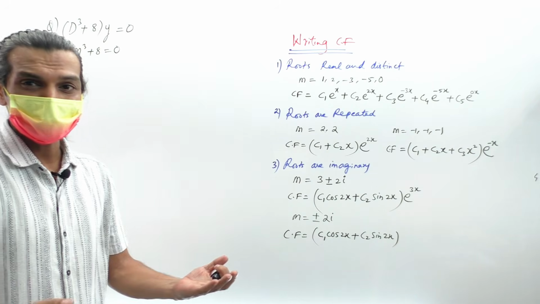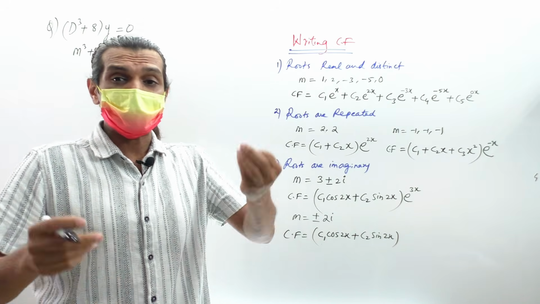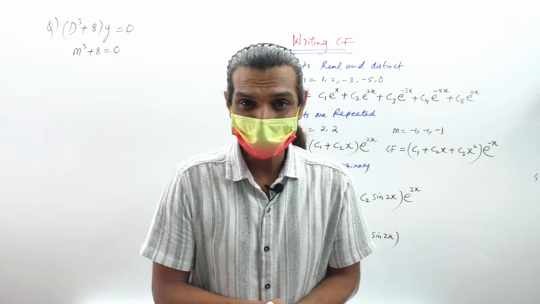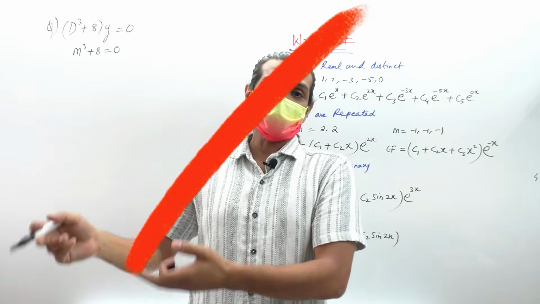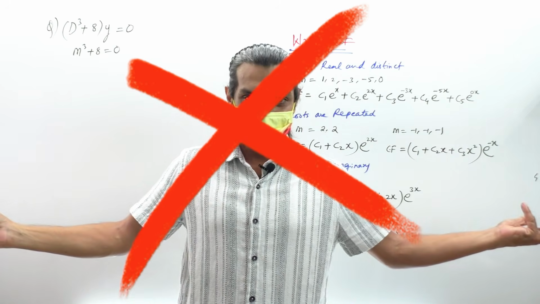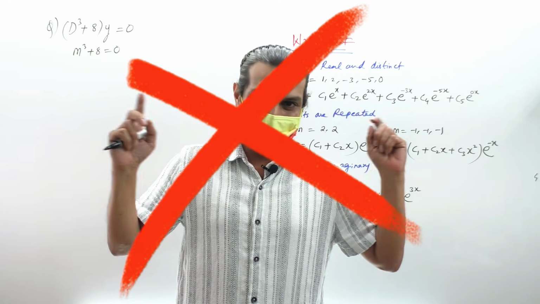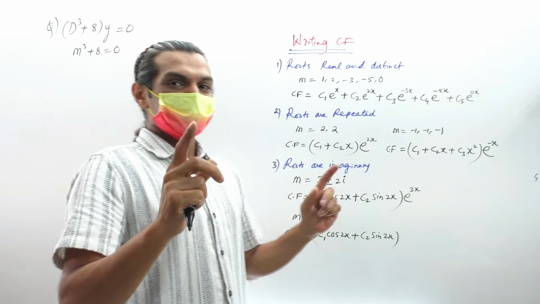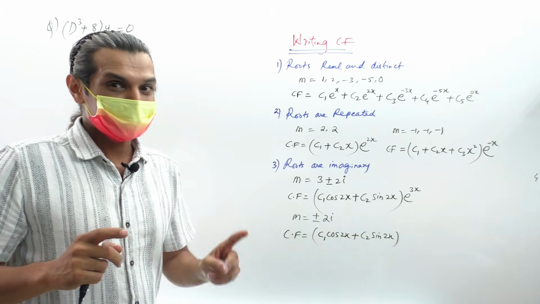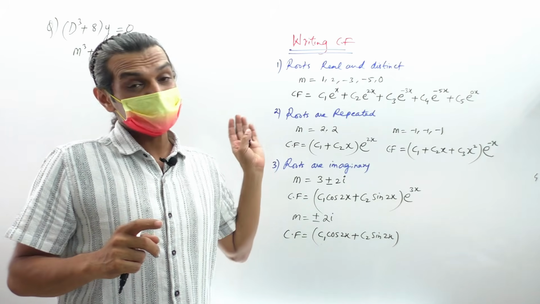So, what will they do? m cube plus 8 is equal to 0. See, m cube is equal to minus 8. So, m is equal to minus 2, minus 2, minus 2. Wrong. 0 marks. It does not work like that. Okay. So, there are 3 roots, and it will have imaginary roots also.